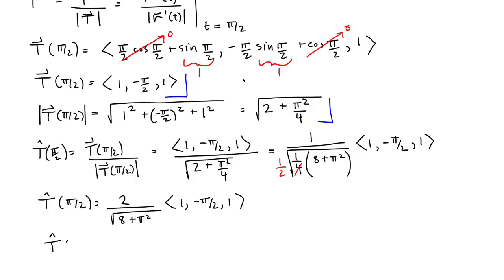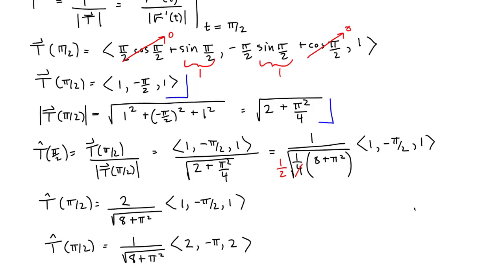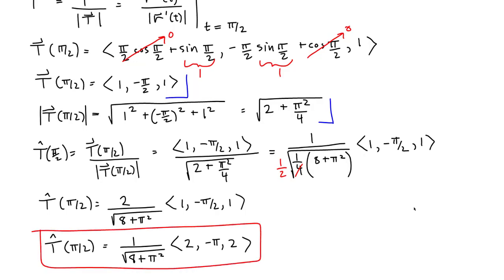I'll just do one more step, and that's just to distribute the 2 into our components. So we have 1 over the square root of 8 plus pi squared times the vector 2 minus pi, and 2. We have now found the unit tangent vector at the point pi over 2 for the function given by r vector equal to t sine t, t cosine t, and t for the x, y, and z components respectively.